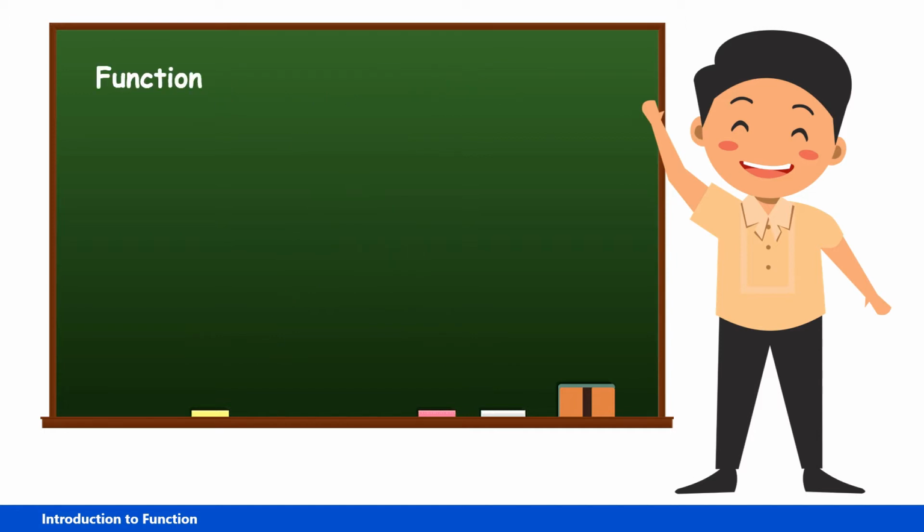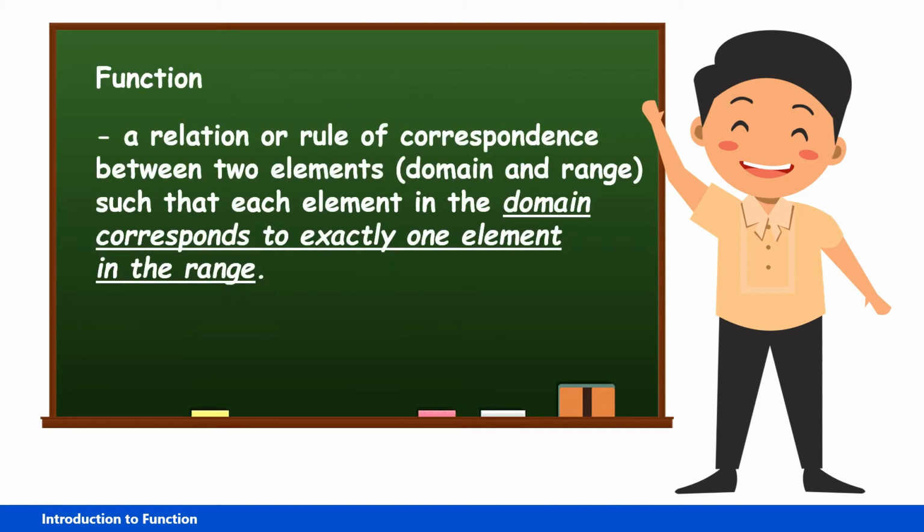Dumako naman tayo sa function. A function is a relation or rule of correspondence between two elements, the domain and the range, such that each element in the domain corresponds to exactly one element in the range. So malinaw na sinasabi sa definition ng ating function na ang bawat element daw sa ating domain ay kinakailangan mag-correspond lamang to exactly one sa iisa lamang na element doon sa ating range.